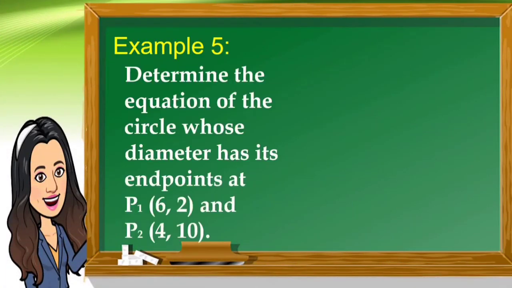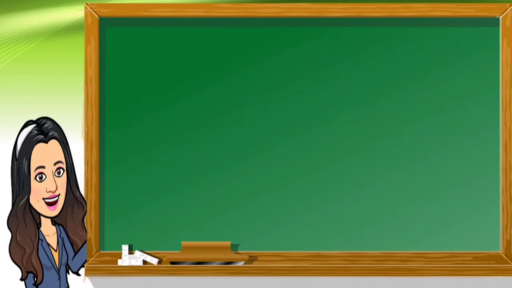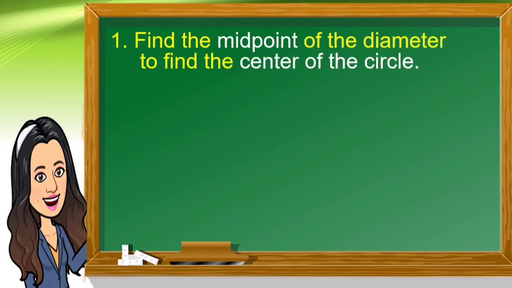Example 5. Determine the equation of the circle whose diameter has its endpoints at points (6, 2) and (4, 10). Let us illustrate the given problem. We have here the circle containing the diameter and its two endpoints. But we are asked to find the equation of this circle. How? Let's start with finding the midpoint of the diameter to find the center of the circle.